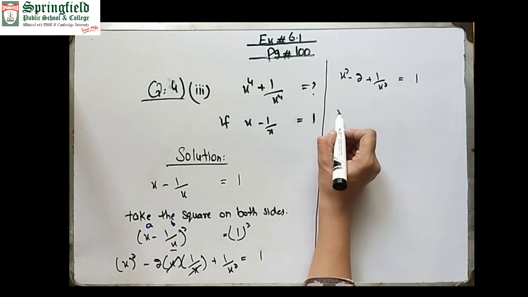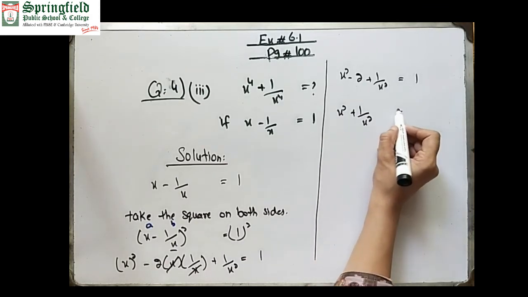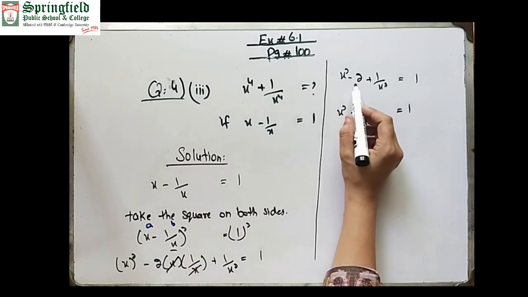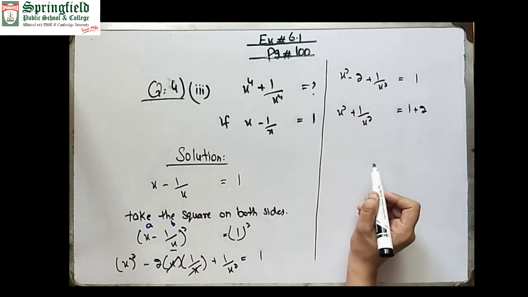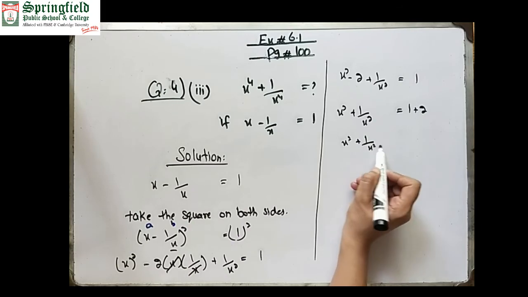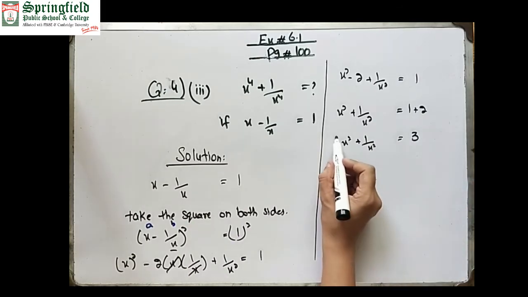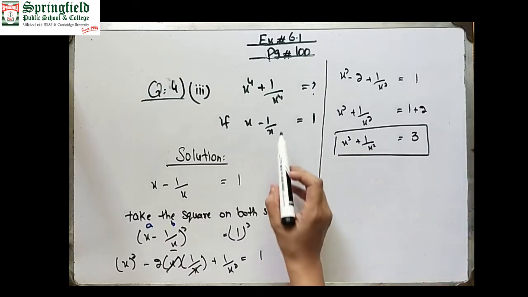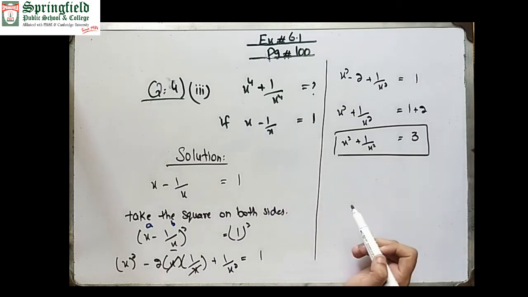Fine. So x square, leave the variable on left side and then constant will move other side. So 1, and the sign will change when it move other side. So minus 2 will become plus 2. And then x square plus 1 by x square is equal to 2 plus 1, 3. This is the value of x square plus 1 by x square. Now, they are asking about the x power 4 plus 1 by x power 4.